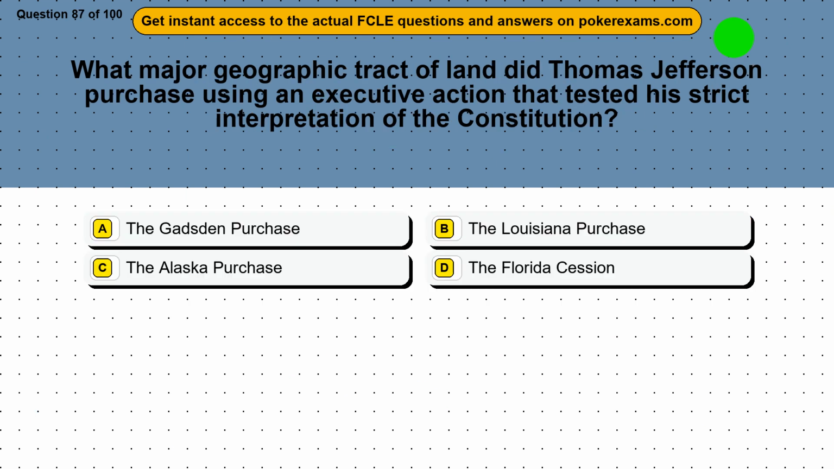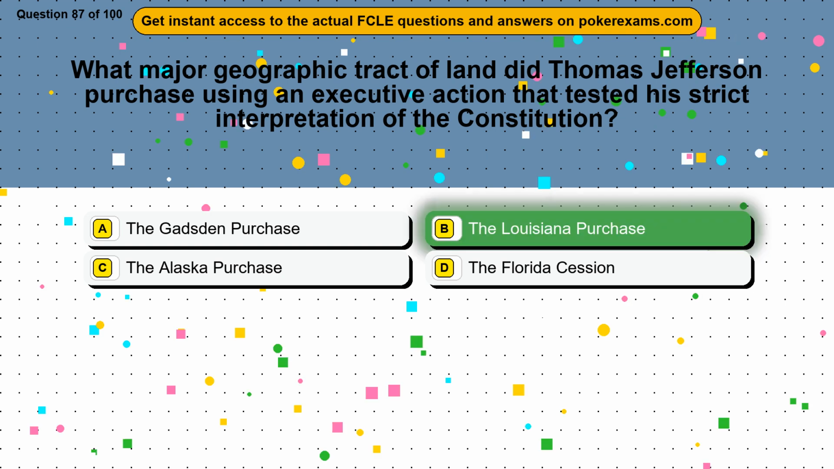Question 87. What major geographic tract of land did Thomas Jefferson purchase using an executive action that tested his strict interpretation of the Constitution? Option A, the Gadsden Purchase. Option B, the Louisiana Purchase. Option C, the Alaska Purchase. Option D, the Florida Cession. The correct answer is option B, the Louisiana Purchase.